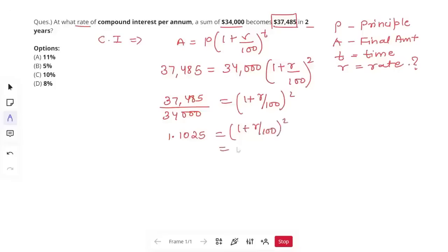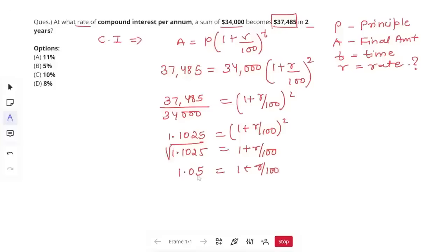Now to solve it further, this is squared on this side, so we can write it this way: it will become the square root of 1.1025, and here we have just one value, since we are not taking the square now. So if you solve it further, it is going to be 1.05, and this is going to be 1 plus R by 100, right? 1 plus R by 100.